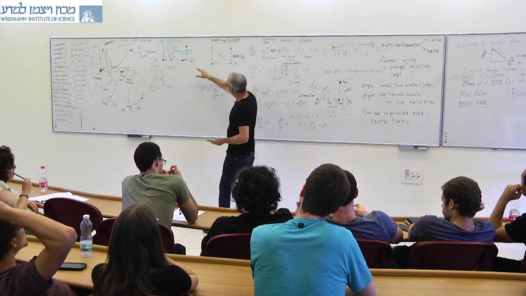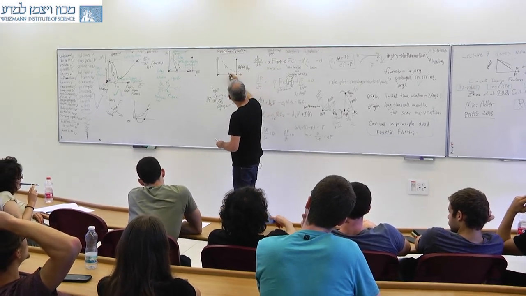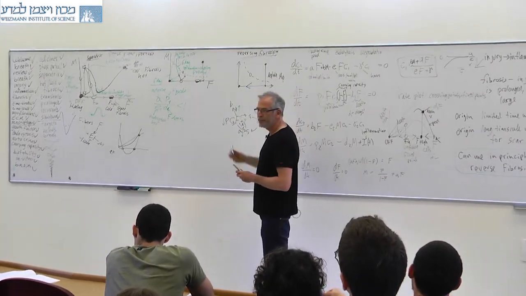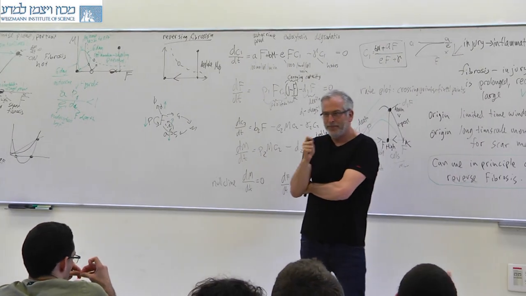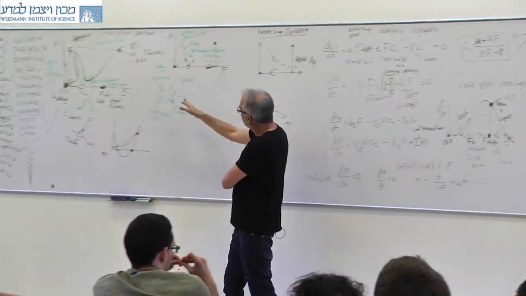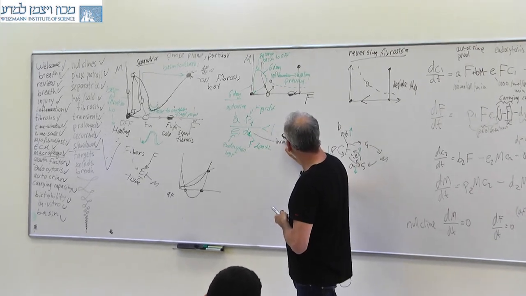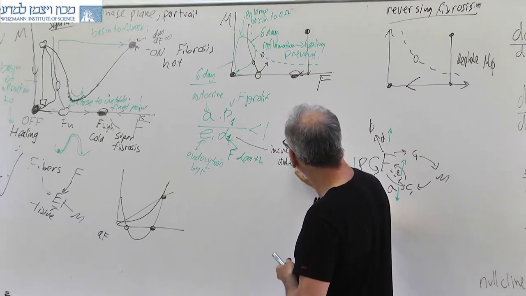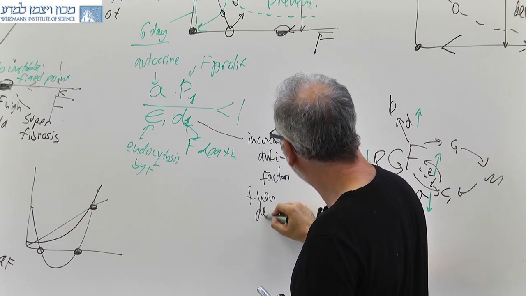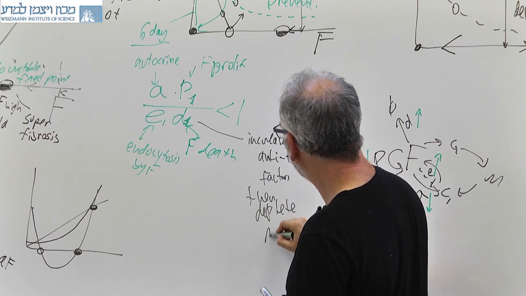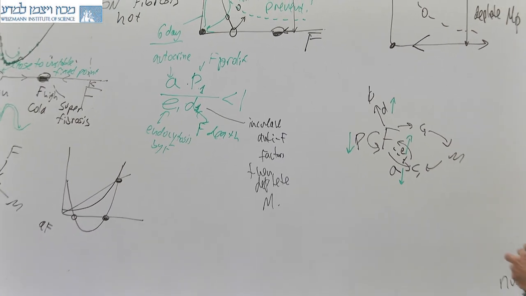But once you get rid of this fixed point, you flow to zero. So the prescription would be to manipulate, increase the anti-F factors, then deplete, kill macrophages. And you need to kill them all. Huh? You need to kill them all. Yeah, you need to kill them all.